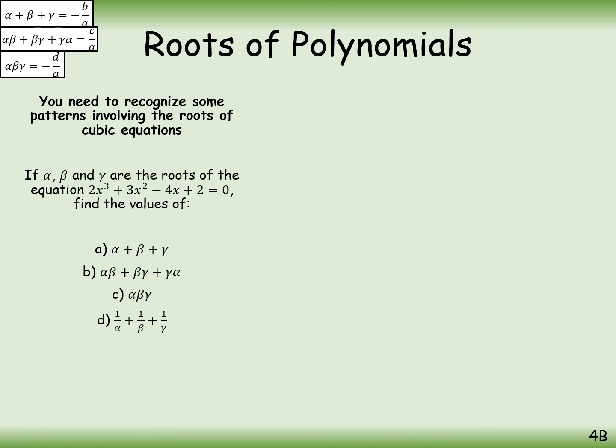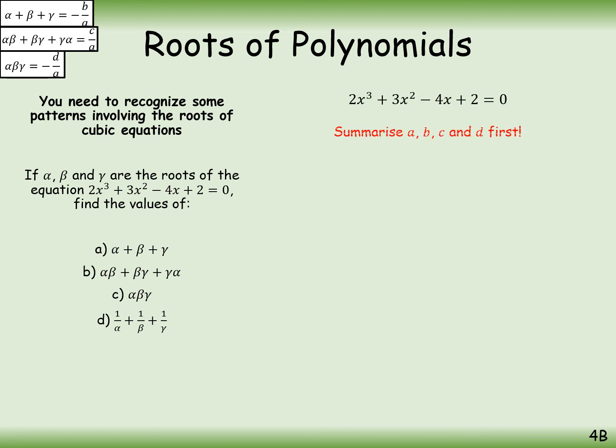So if alpha, beta, and gamma are the roots of this cubic equation, 2x cubed plus 3x squared minus 4x plus 2 equal to 0, we want to find the values of a, alpha plus beta plus gamma, b, alpha beta plus beta gamma plus alpha gamma, c, alpha beta gamma, and d, 1 over alpha plus 1 over beta plus 1 over gamma.